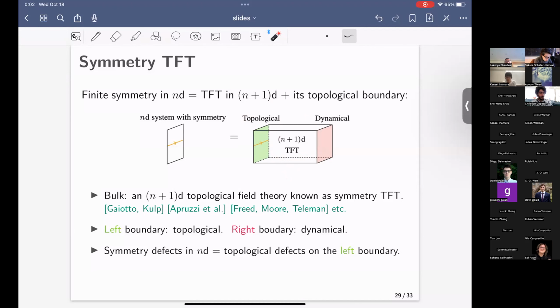And here, the bulk topological field theory is called a symmetry TFT, and the topological boundary that we impose on the left determines the symmetry of this n-dimensional system. And on the other hand, on the right boundary, we can impose any kind of boundary condition. And this boundary condition is often called dynamical boundary condition because it determines the dynamics of this corresponding n-dimensional system. So in this way, we can obtain an n-dimensional system with finite symmetry by using topological field theories in one higher dimension.